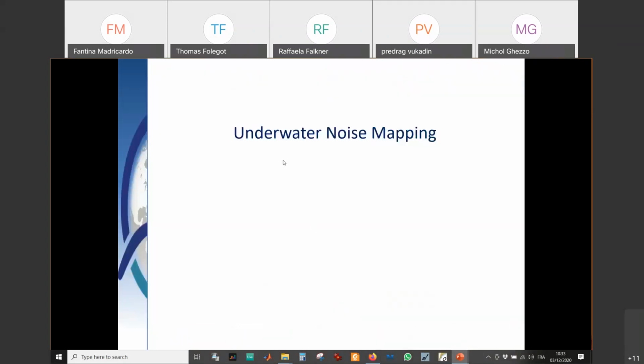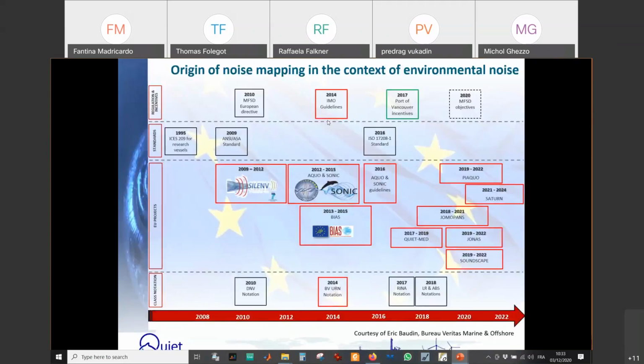Now let's talk about mapping. I have a first slide, which is a little bit the history of noise mapping. This is a very complex graph, but it's my friend Eric Baudin from Bureau Veritas who gave me that one. You can look at that afterwards, but the idea is to say that this topic has really started to pick up when the MSFD was published in 2010. Actually, there was a first project, Silent V, funded by the European Commission, that was already dealing with the noise from vessels.